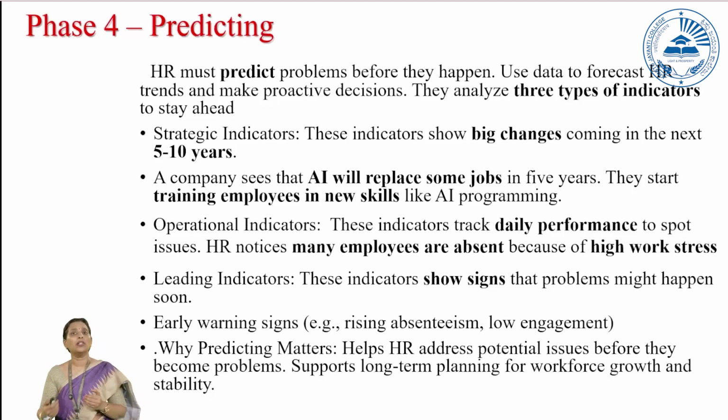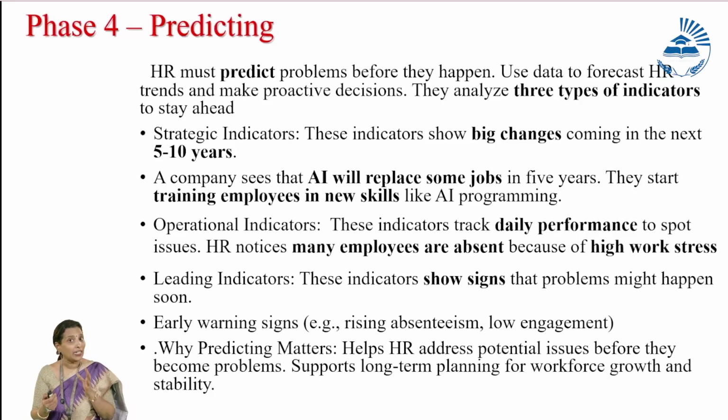Okay, and the next important indicator in this predicting phase is the leading indicator. What do you mean by this leading indicator? These are indicators that show some sign before a problem happens. It can be called an early warning sign. The HR manager can see rising absenteeism, which may lead to a high turnover rate in the very near future. So HR should take some action in order to reduce the absenteeism of their employees.